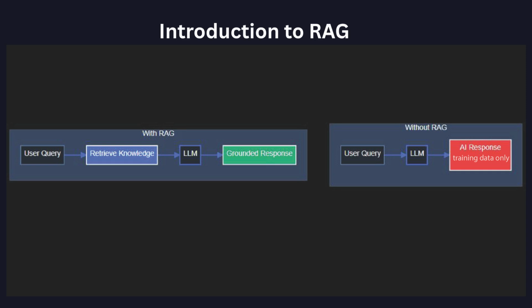In this section, we compare systems with and without retrieval augmented generation. With RAG, a user query goes through a knowledge retrieval step before reaching the LLM, resulting in a grounded response. Without RAG, the user query goes directly to the LLM, which generates a response based only on its training data.